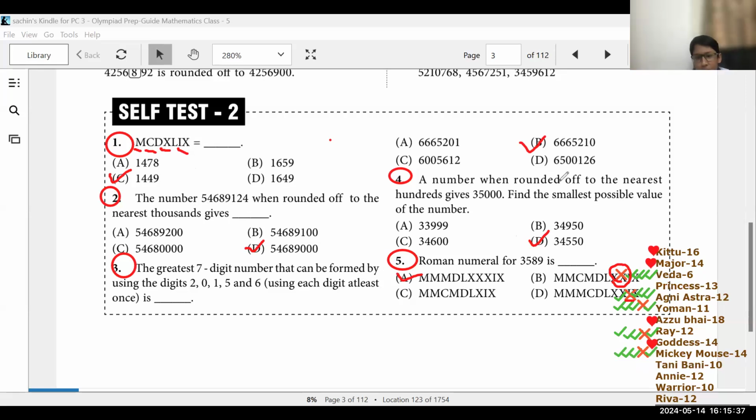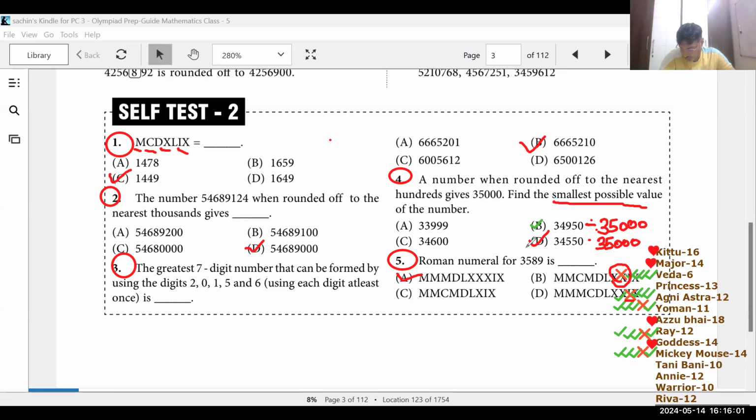For the fourth question, shouldn't it be B? They are asking to find the smallest possible value. B and D both will round to 35,000, but which is the smallest? Sir, it's written nearest hundreds. If it is nearest hundreds, then the fourth will be B, correct. I saw the wrong key. Fourth will be B. Now the fifth will be A, correct, guys?